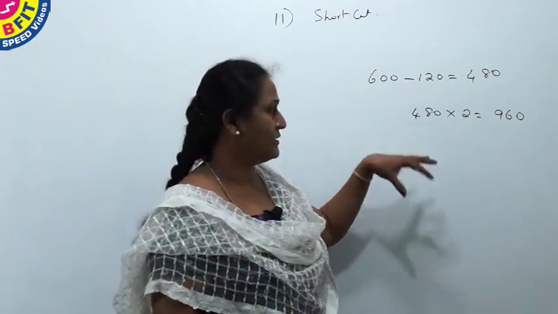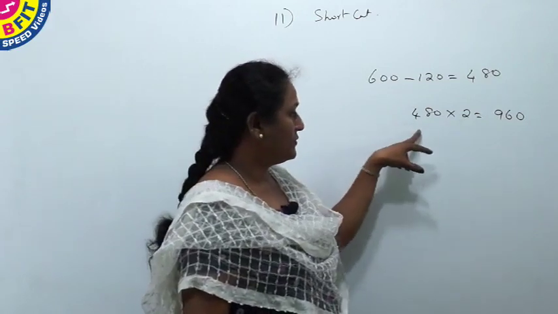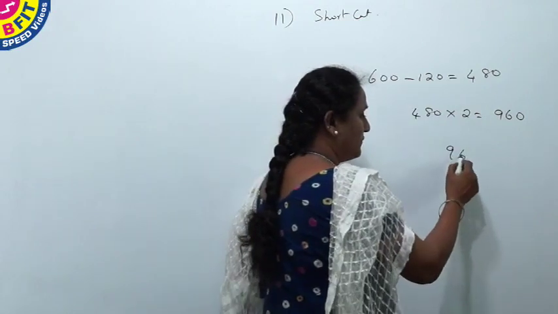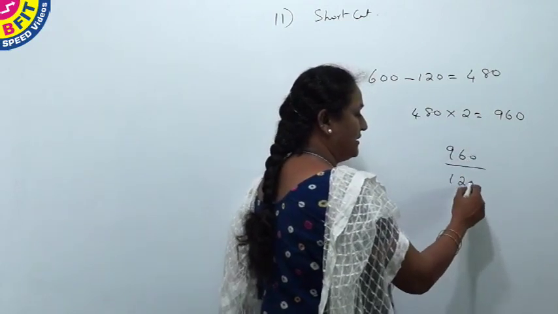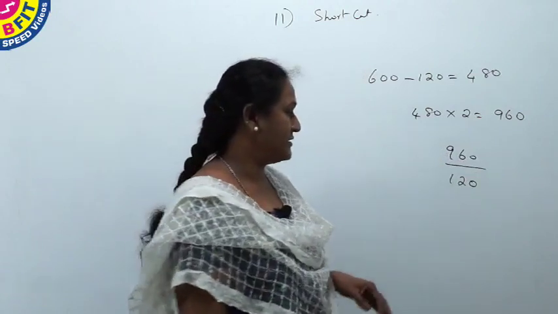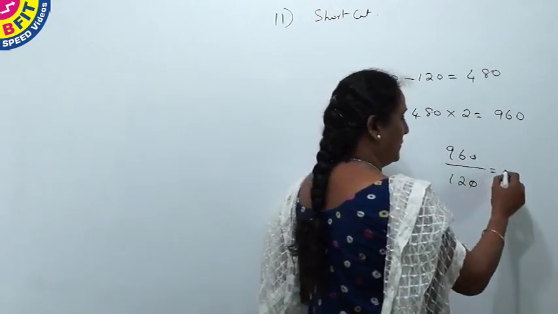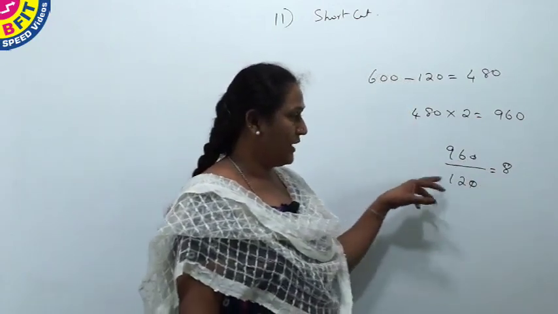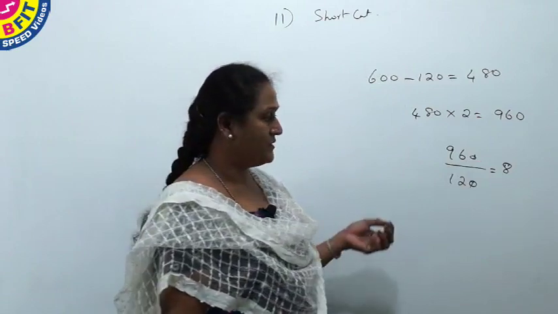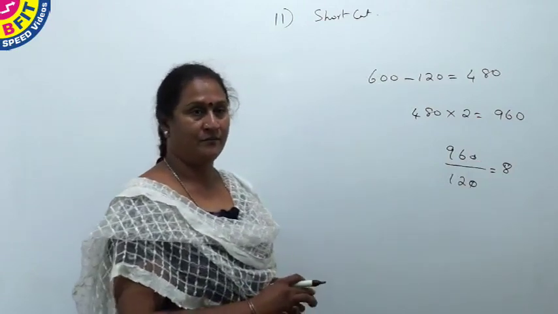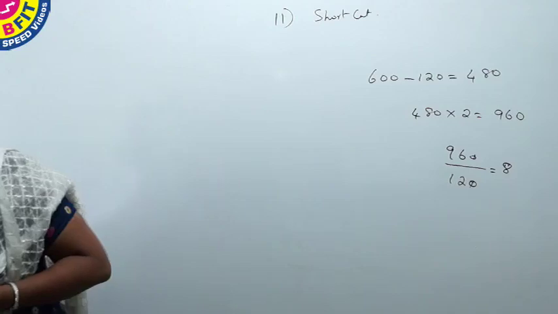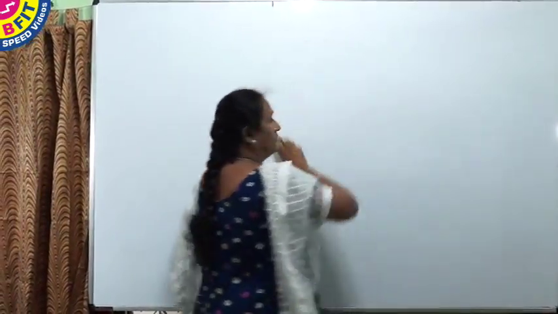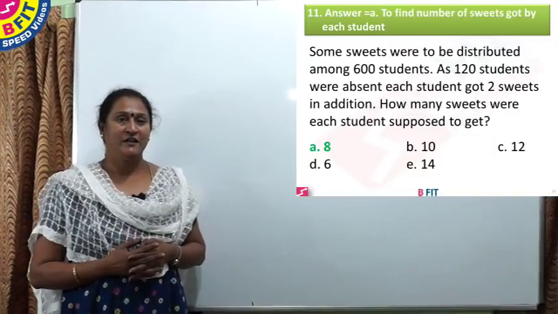So because of these excess sweets, the students who were present got 2 more. So these 960 sweets were supposed to be given to the absentees. So dividing this 960 by 120, we get 8. So each student was supposed to get 8 sweets. So answer is 8. So answer is option A, 8.